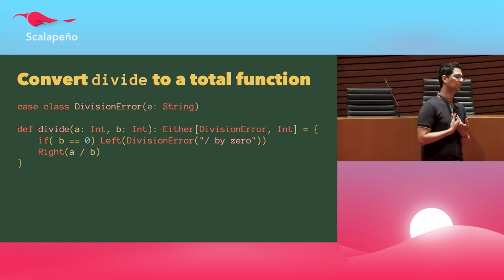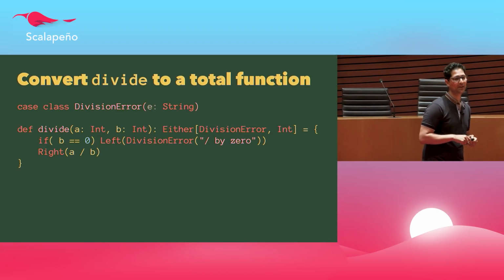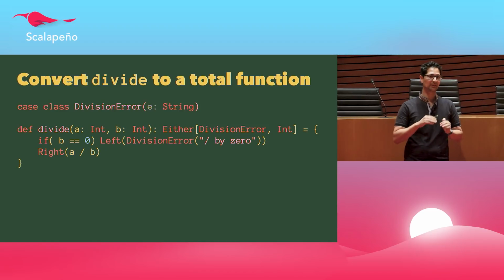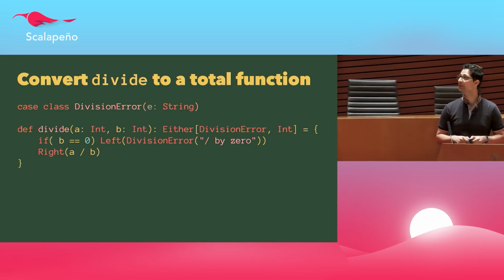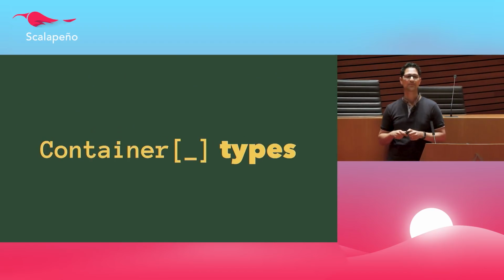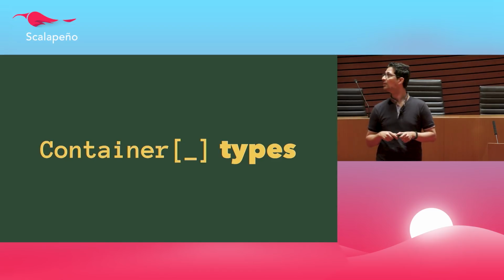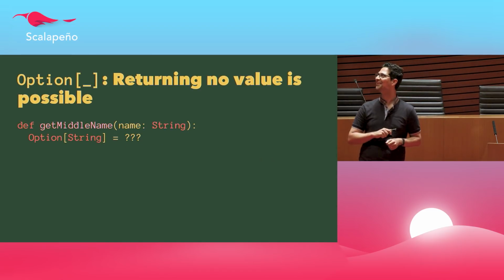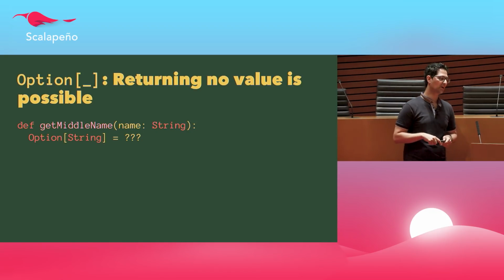So now, as a reader, I don't have to go and read the implementation. I can just look at the function signature, and that's it. I get the full picture here. We're going to talk about these container types now. We're going to review the most common ones quickly, in the standard library in Java, in Scala. So one of the most common ones is Option.